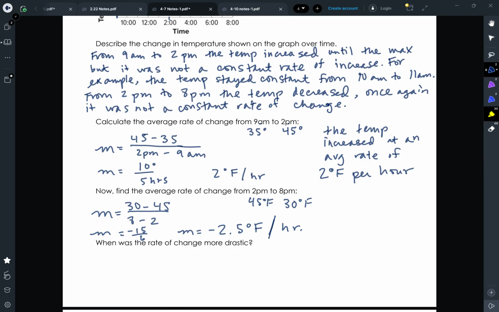So it was more drastic, right? When was the change more drastic? When it was cooling off. So from 2 p.m. to 8 p.m. when the temp was decreasing.